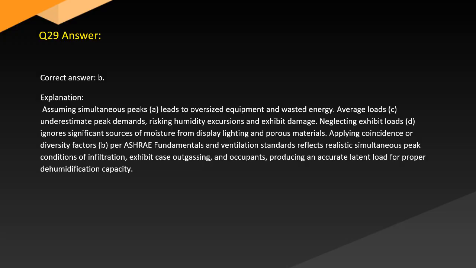Answer. Correct answer B. Explanation. Assuming simultaneous peaks, A, leads to oversized equipment and wasted energy. Average loads, C, underestimate peak demands, risking humidity excursions and exhibit damage. Neglecting exhibit loads, D, ignores significant sources of moisture from display lighting and porous materials. Applying coincidence or diversity factors, B, per ASHRAE Fundamentals and ventilation standards, reflects realistic simultaneous peak conditions of infiltration, exhibit case outgassing, and occupants, producing an accurate latent load and proper dehumidification capacity.